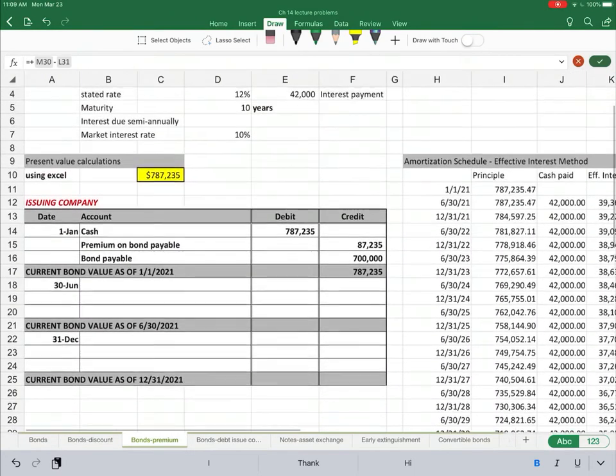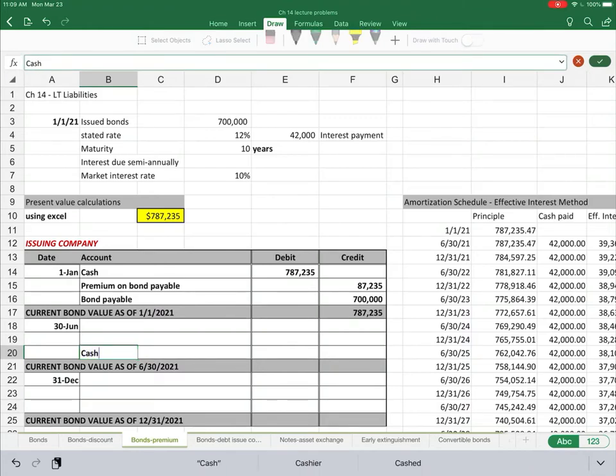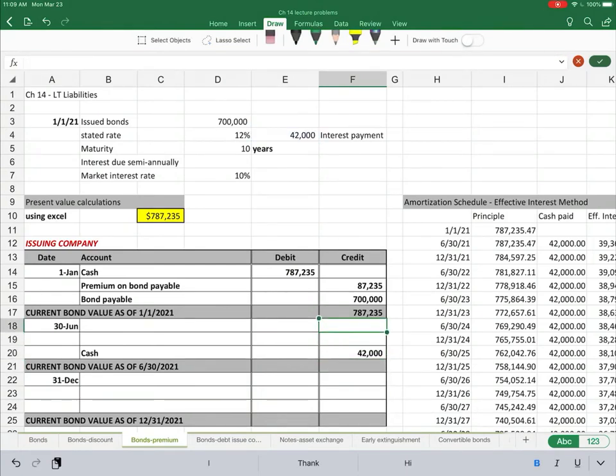Now, let's refresh our memory, as we did with the bond discount problem, in how we use this effective interest method in order to amortize this premium and account for our interest expense every period. So on June 30th, we're going to have our first interest payment related to this bond. That interest payment is obviously going to require us to have a cash outflow. So the first part of our entry is going to be our credit to cash, $42,000, that's how much we're promising to pay every period.